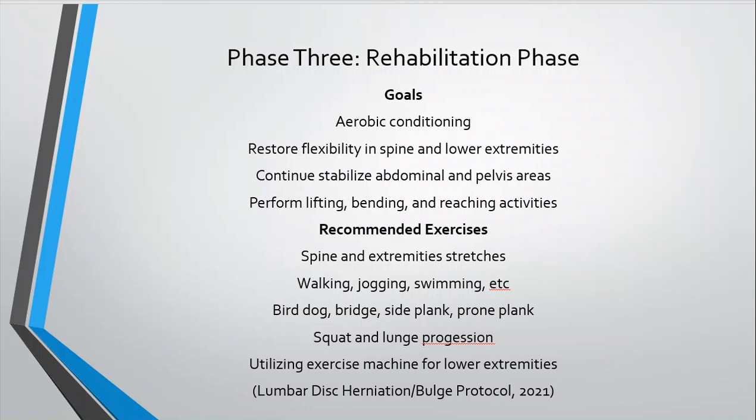Strengthening exercises will include the bird dog, side planks, prone planks, squat and lunge progression, and using exercise machines that strengthen lower extremities. If the patient has good motor control and endurance in her core musculature, then we can progress to functional and specific movements.